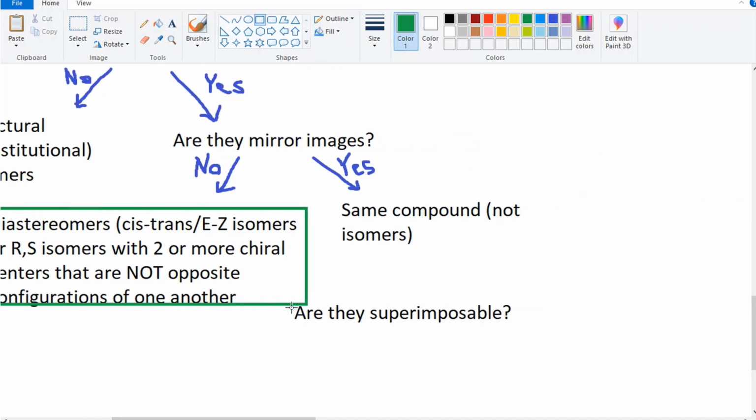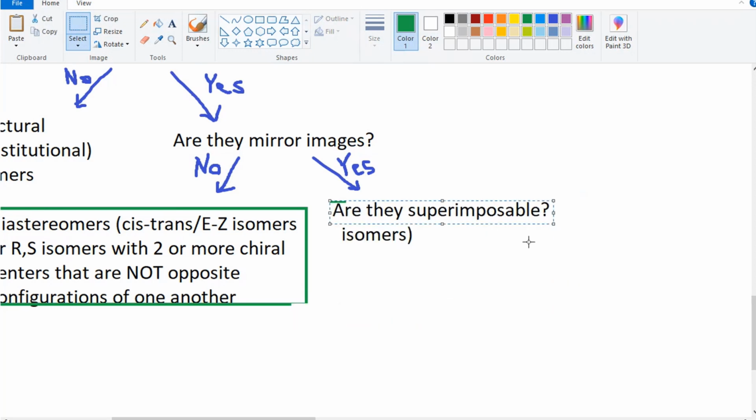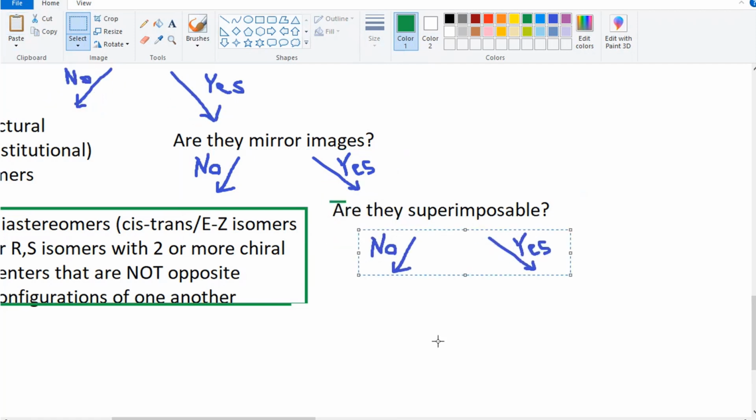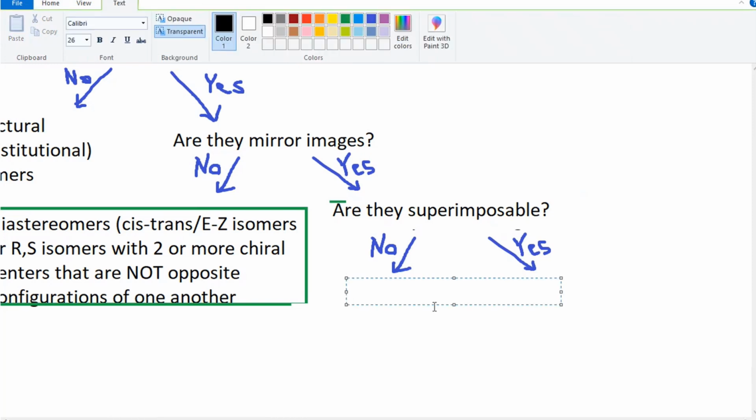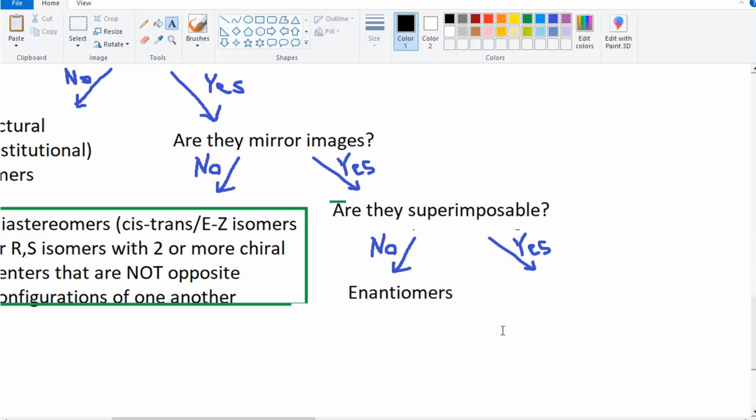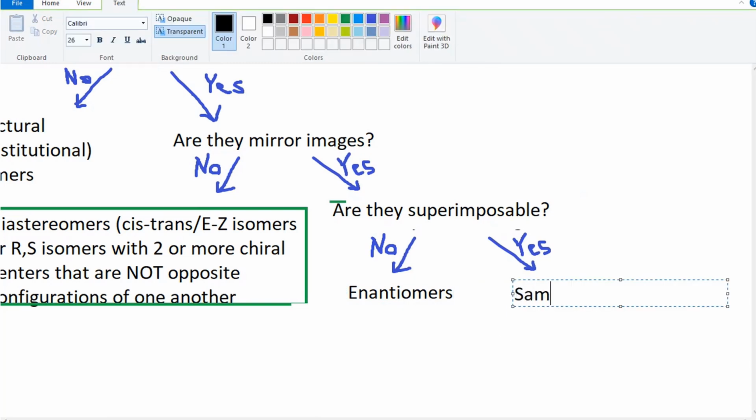Now, if they're not mirror images, what do I do? If they are mirror images, you have to ask, are they superimposable? And if the answer is no, then they are enantiomers. Because they're non-superimposable mirror images, so they would be enantiomers. If the answer was yes, then they're not isomers at all, they're the same compound.